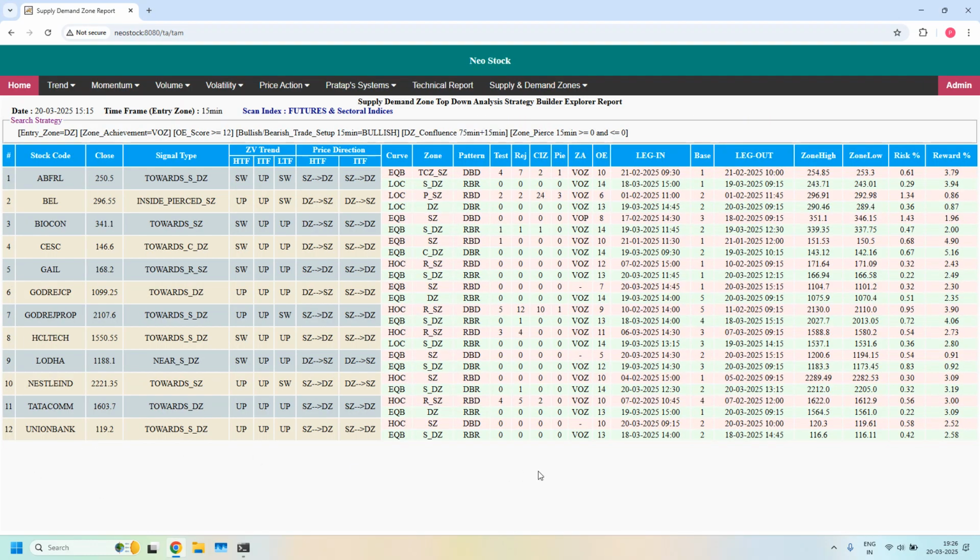Now out of 15, 12 stocks are filtered. In the 12 stocks, these 15 minutes demand zones are overlapped with 75 minutes demand zone. And 75 minutes trend is up in all these stocks, ITF trend. So if any of the 75 minutes demand zones are having daily EMA Confluence, then these 15 minutes demand zones are having more high probability to get success.